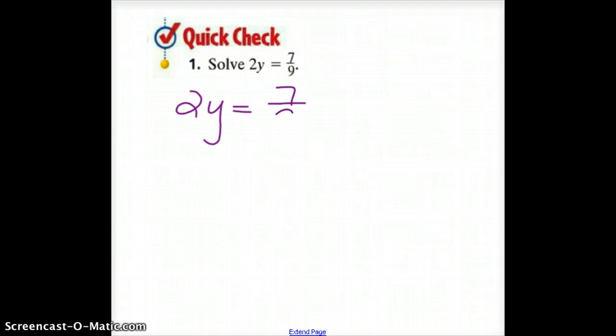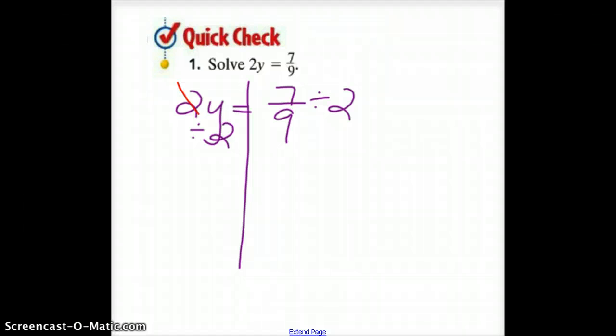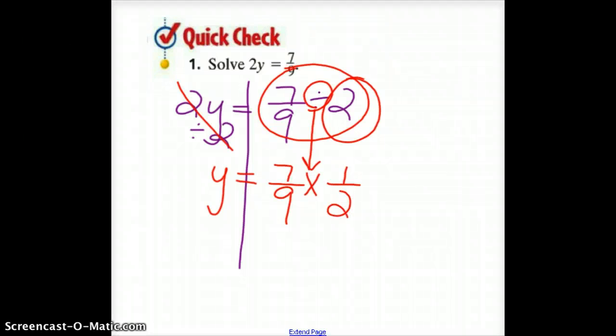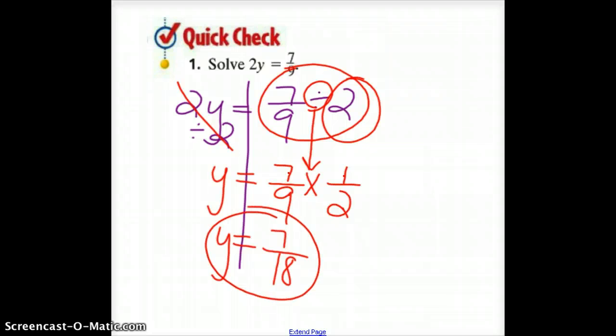2y equals 7 over 9. To get rid of the 2 that's attached to the y, I'm going to divide by 2. Divide by 2. So my 2's cancel, I have y. When I'm dealing with fractions and division, it's easier and recommended to not divide but multiply by the reciprocal, 1 over 2. Y is going to equal 7 times 1 over 9 times 2. Final answer, simplified.